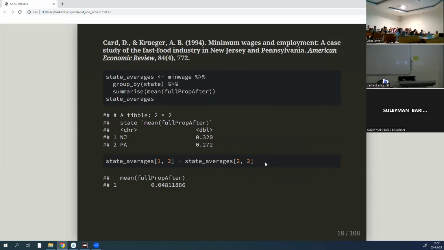Once you do that, you can simply look at what happened in terms of differences across New Jersey and Pennsylvania after the minimum wage increase in New Jersey. This is just a cross-sectional comparison, where I'm comparing New Jersey and Pennsylvania after the minimum wage increase in New Jersey, and the difference is 4.8, which shows that in New Jersey, full-time employment was around 5% higher compared to Pennsylvania. All right?